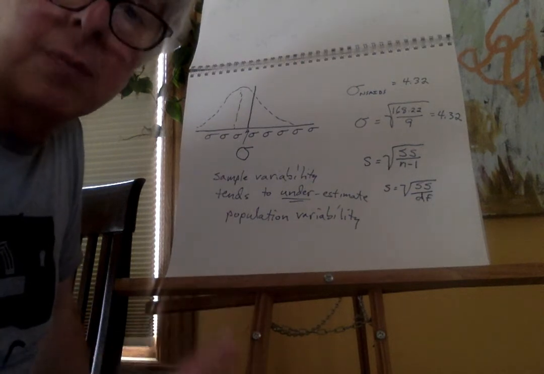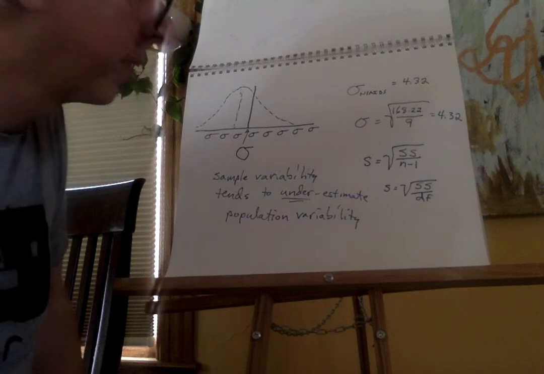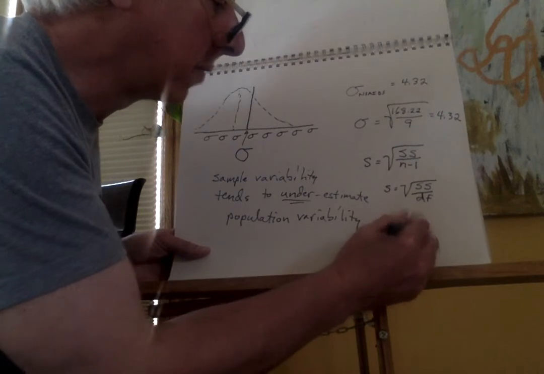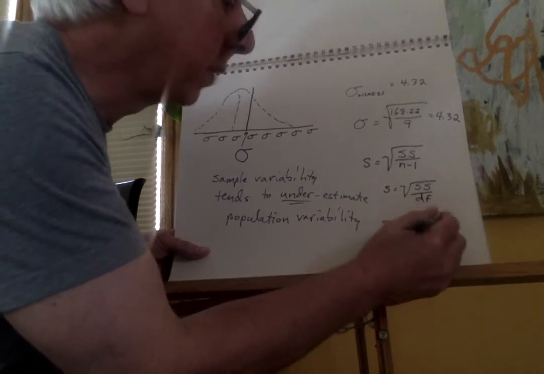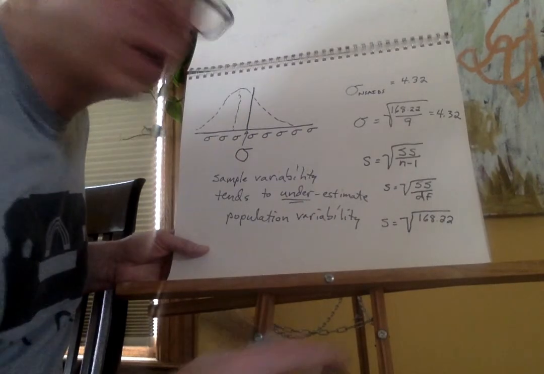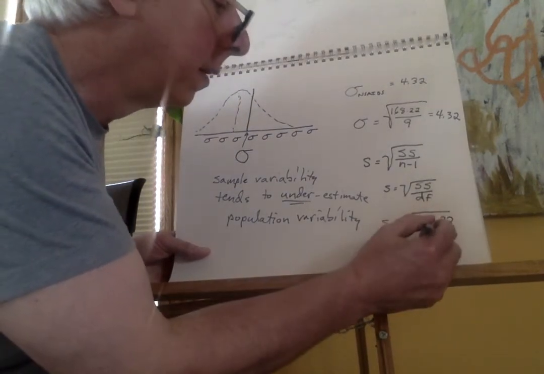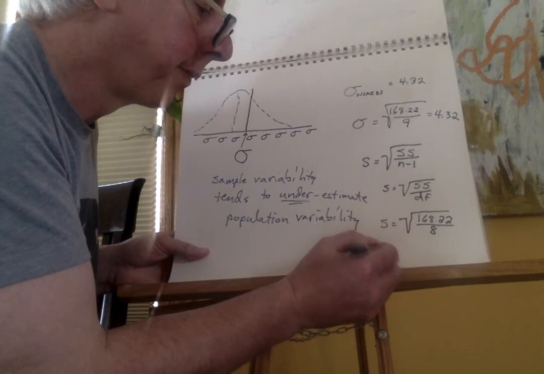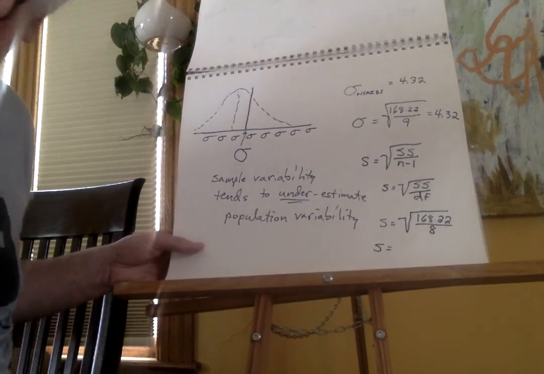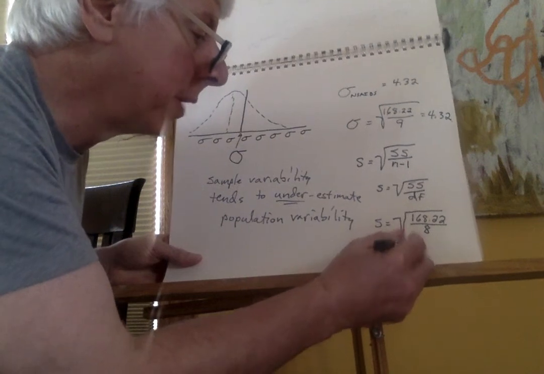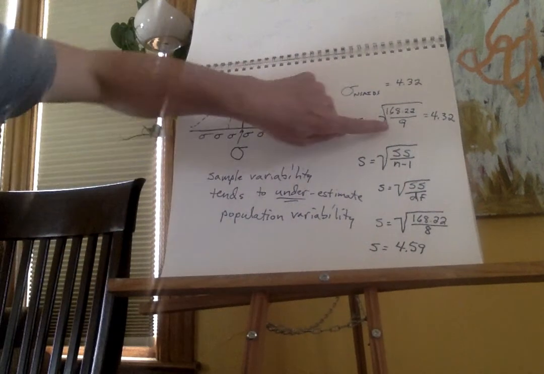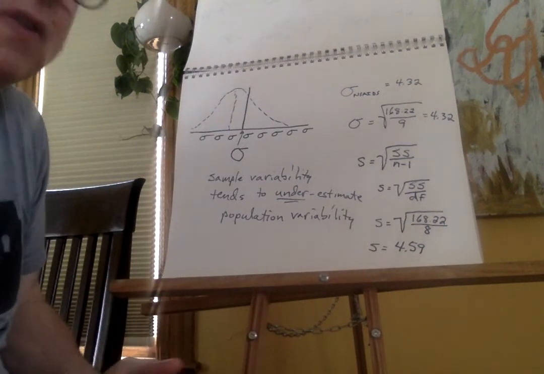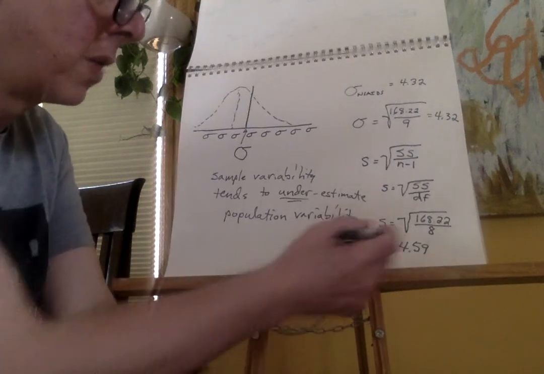And I'll talk about that more. We've got too much on our plate right now. So let's do this. It's pretty straightforward. We take the sum of squares, 168.22, and divide by 8, because 9 minus 1 is 8. So our s is now 4.59. Instead of dividing by 9, we're dividing by 8, which means our number is going to get bigger.